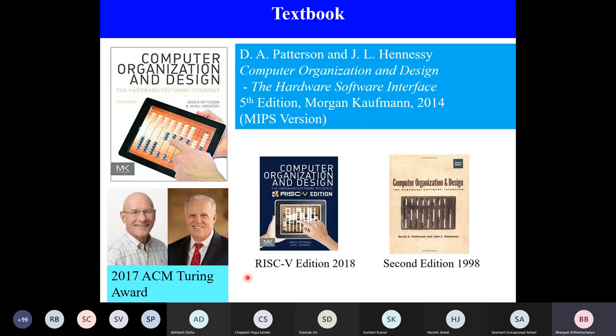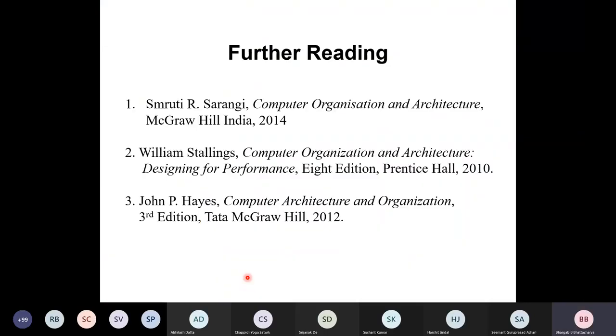All right, so this is the textbook which we are going to follow throughout the course, and some further reading maybe occasionally from other important textbooks. One of them is by Sarangi, Computer Organization and Architecture, McGraw-Hill India. William Stallings, Computer Organization and Architecture, Prentice Hall. And the very old book, John Hayes, Computer Organization and Architecture. When we were students, we used to follow John Hayes' book, because at that time the Hennessy Patterson book was not there.